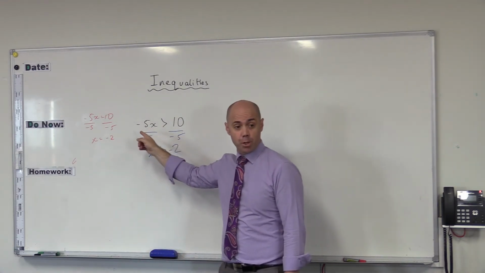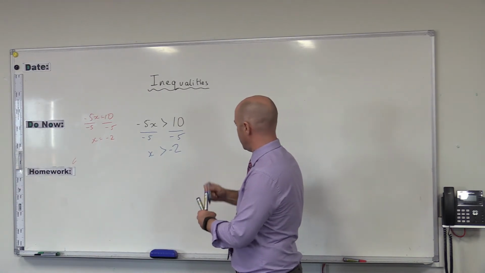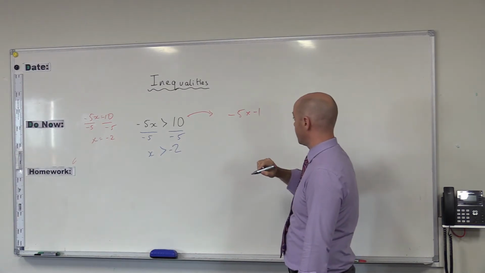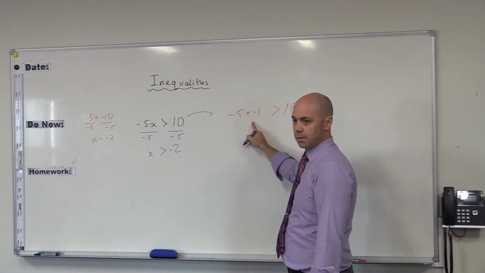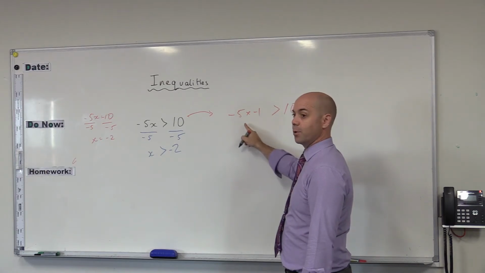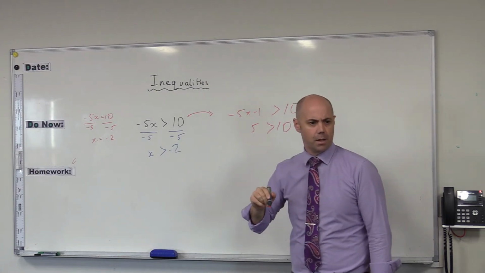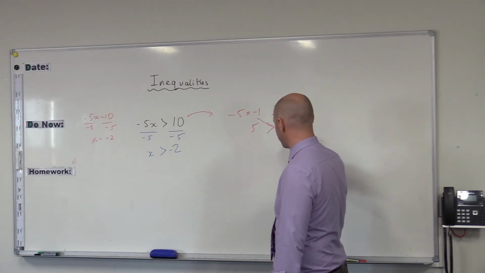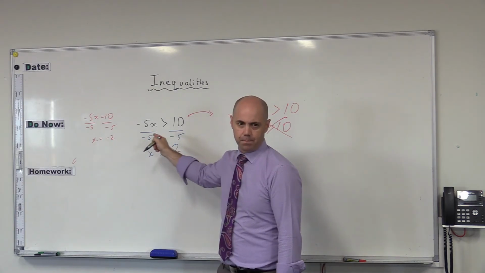Let's put it into our original inequation to see if it works. Minus 5 times negative 1 greater than 10. What's minus 5 times negative 1? Maddie? 5. Positive 5, isn't it? We've got negative times negative. Greater than 10. Is that a true statement? Is 5 greater than 10? Definitely not. That is not a true statement. So somewhere in this process, it's broken down.